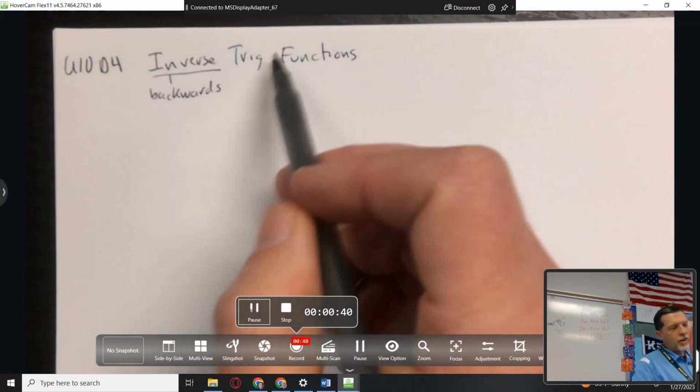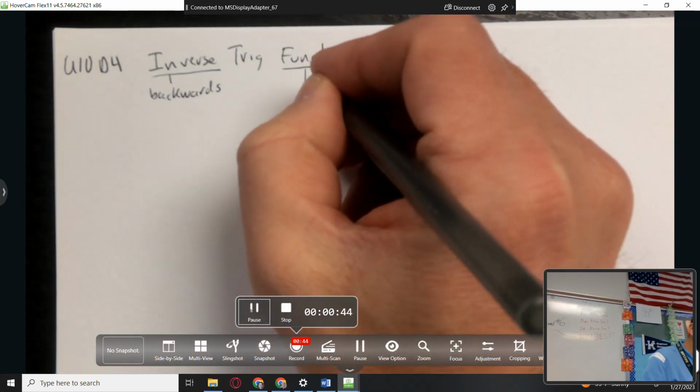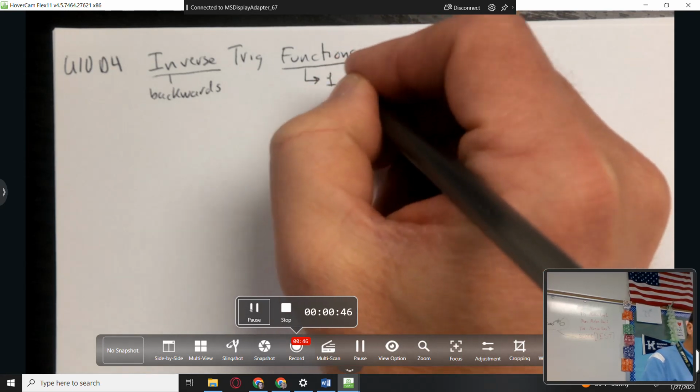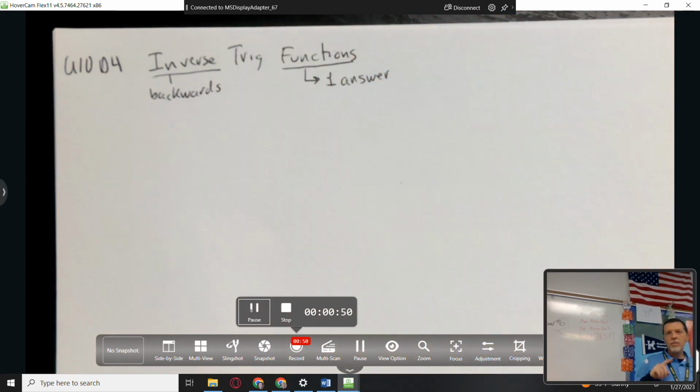Trig is sine, cosine, tangent. We know what that is. Functions, this is an important part of the title. Functions give you one answer. When you think back to if something is a function, that means it only has one output. You might have talked about vending machines in Algebra 2, where you push a button and you only get one thing out. That's what a function is. You don't get two outputs.